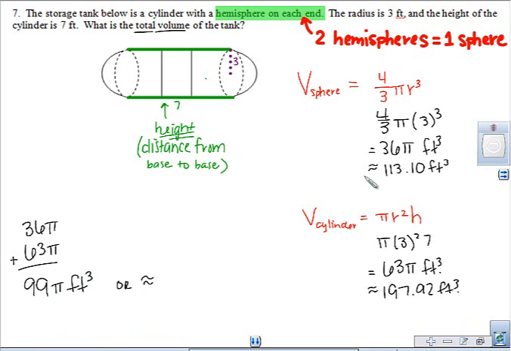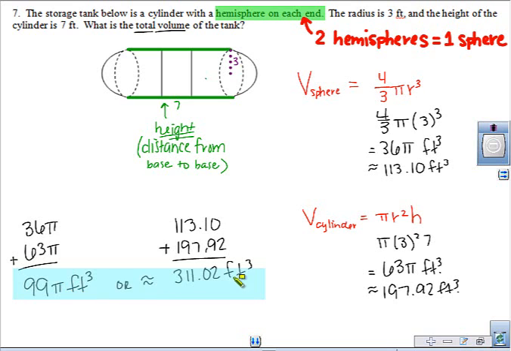Okay, so 113.10 and 197.92, which gives you 311.02 cubic feet. So there are your 2 possible answers for total. Don't forget to make that addition at the end, get the sum. Okay, don't just do those individually.